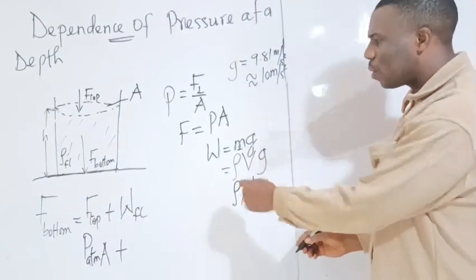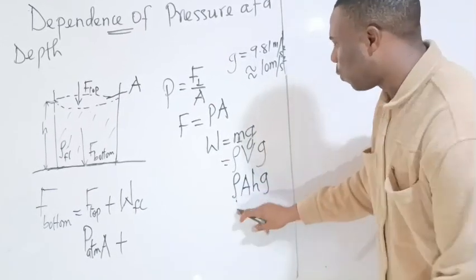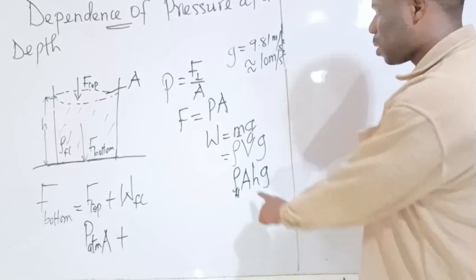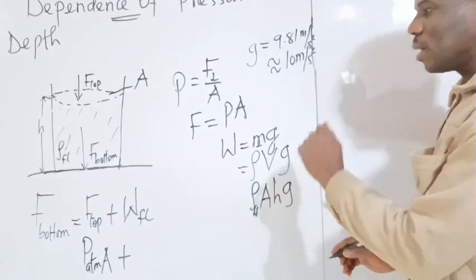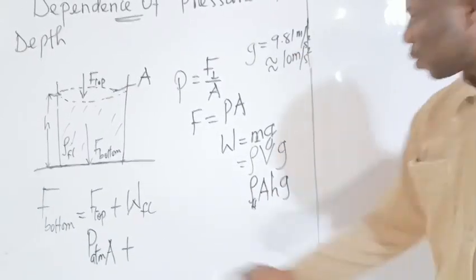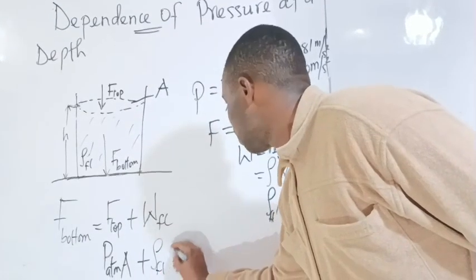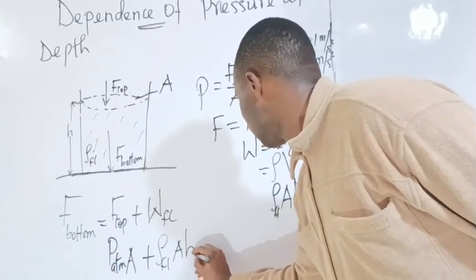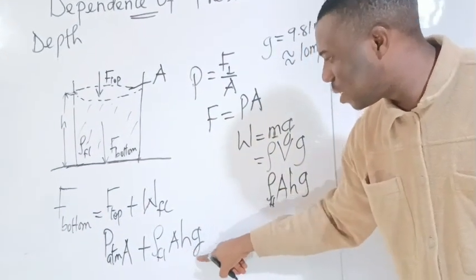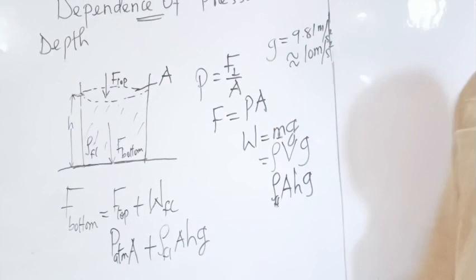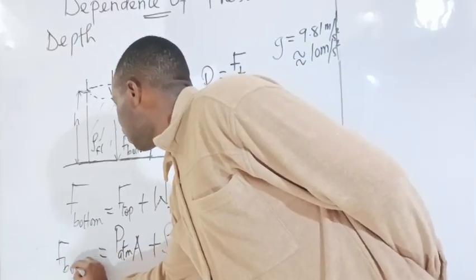So if we redefine what the weight of the fluid is, it has to be the density of the fluid, rho fluid, times A, the surface area, times H, which defines the volume, times G, which stands for this constant you see here. So this is the mass, rho A H, and this is G. That's the weight. All right, so this equals the force at the bottom.